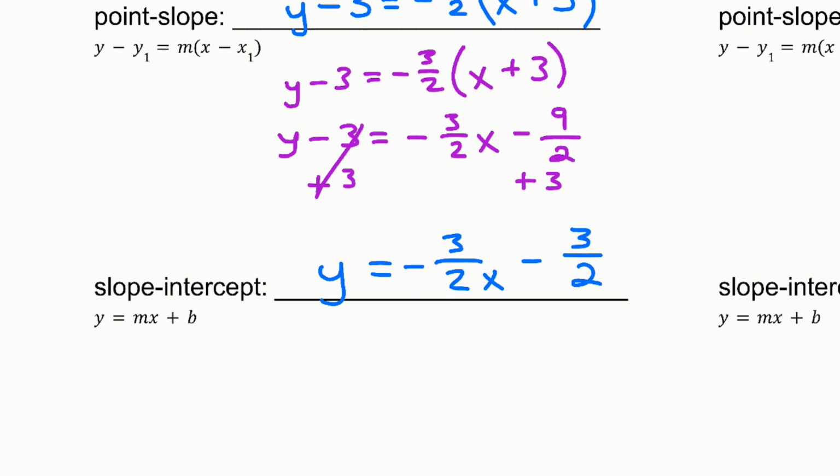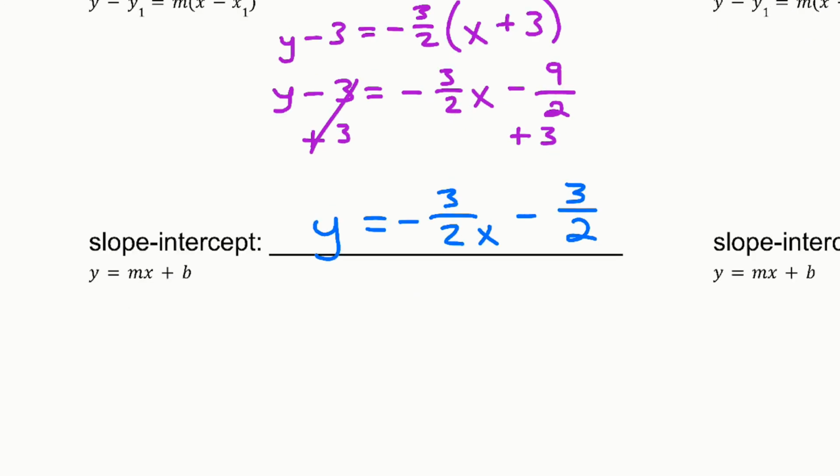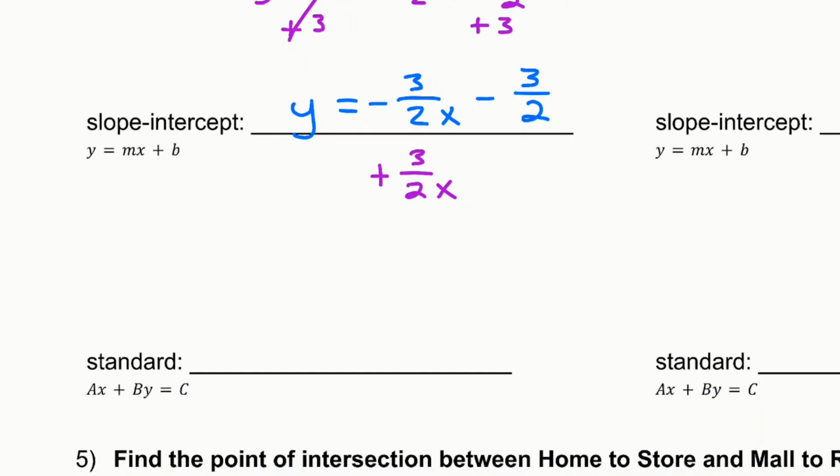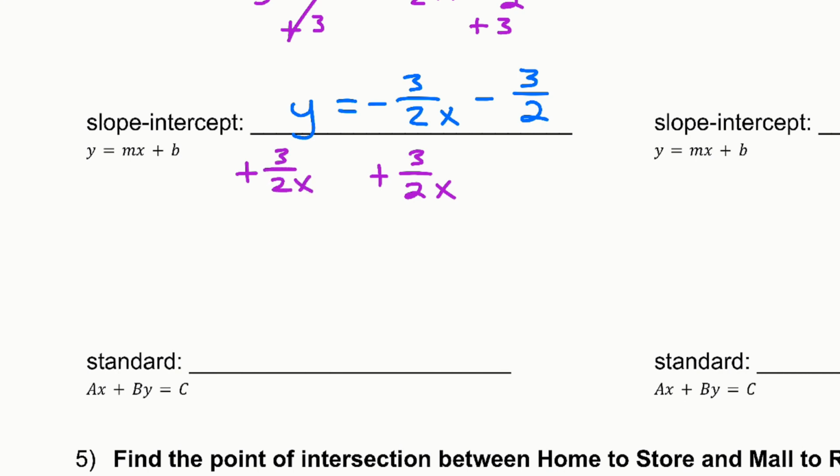The last step that we have to do is take it from slope intercept into standard form. So the first thing I'm going to do is get my x's and y's on the same side, because remember it's ax plus by equals c. So I'm going to add 3/2 x to both sides. What that gives me is 3/2 x plus 1y equals -3/2. Okay, remember this is a negative here.